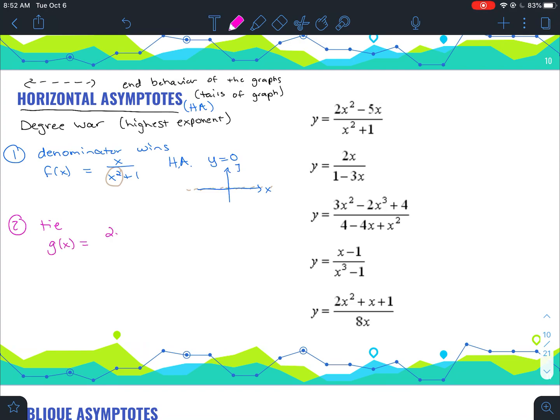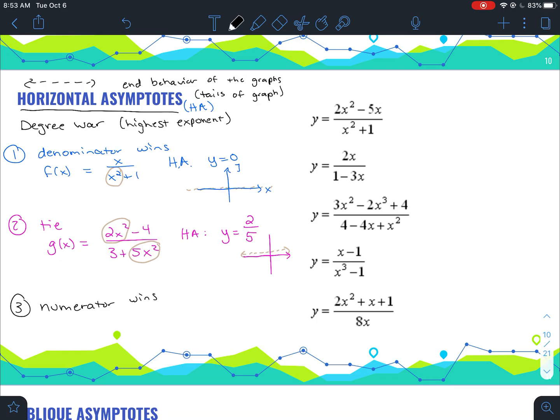Option 2, what if it's a tie? So the numerator and the denominator have the same degree. So we have g of x equals 2x squared minus 4 over 3 plus 5x squared. So again, the numerator has a degree of 2 and the denominator has a degree of 2, so it's a tie. So when it's a tie, you look at the ratio or the fraction of the leading coefficients. So the leading coefficient of the numerator was 2. The leading coefficient of the denominator was 5, because you had 2x squared over 5x squared. So the horizontal asymptote would be at the fraction of those numbers, so 2/5. So this graph would have a horizontal asymptote at y equals 2/5.